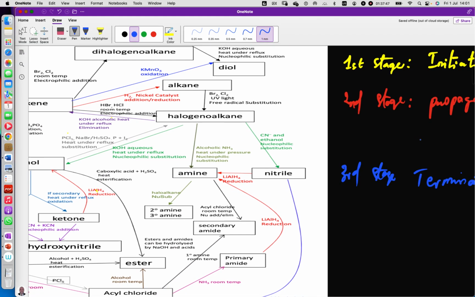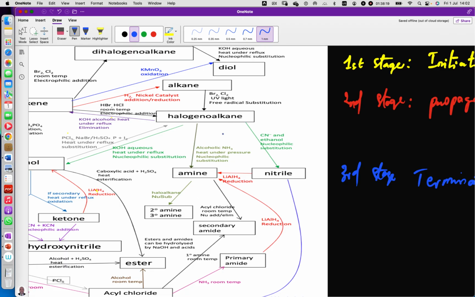Now, finally, amines can react with acyl chloride at room temperature. It will be nucleophilic addition, and we'll have a secondary amine. Then the amine can undergo haloalkane nucleophilic substitution, and we'll have a secondary amine, and we'll also have a tertiary amine.